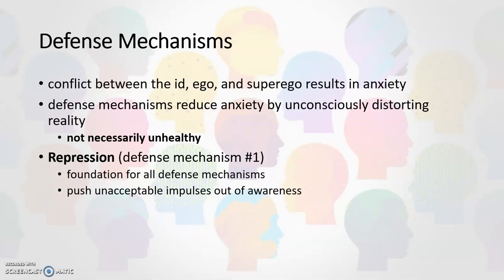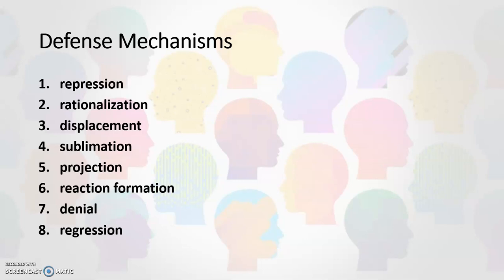Next, we have our defense mechanisms, and those help us deal with conflicts between the id, ego, and superego, which could result in anxiety. Defense mechanisms help reduce anxiety, and they're not necessarily unhealthy. Our first one is repression, and that just banishes anxiety-arousing thoughts from your unconscious. The other ones are rationalization, displacement, sublimation, projection, reaction formation, denial, and regression. And you guys will have to know these.